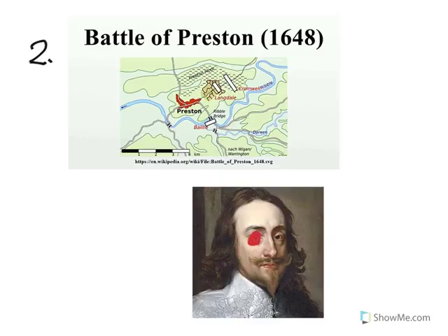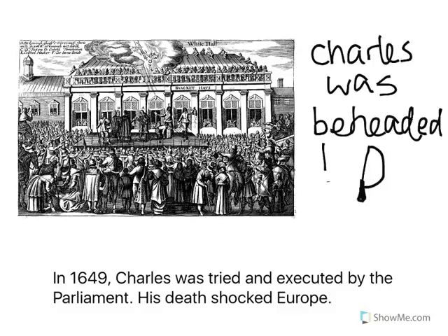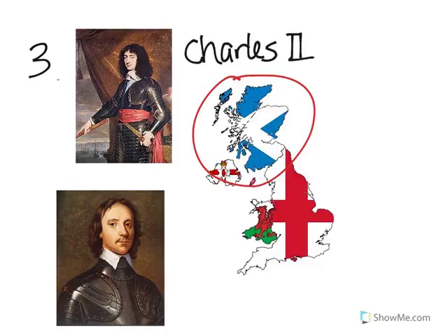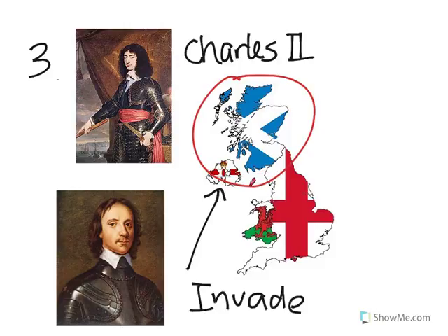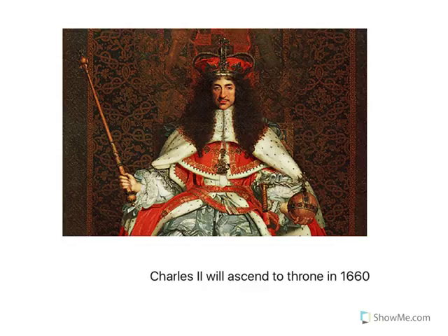During the second phase, Charles I was defeated at the Battle of Preston, and in 1649 he was tried and beheaded by the Parliament. His execution shocked Europe because a king was executed by his own subjects. Then Charles' son, Charles II, formed an army of English and Scottish royalists, which made Cromwell invade Scotland in 1650. The following year, Cromwell shattered the remaining royalist forces and ended the civil war. Charles II eventually ascended to the throne in 1660, but we'll talk about him later.